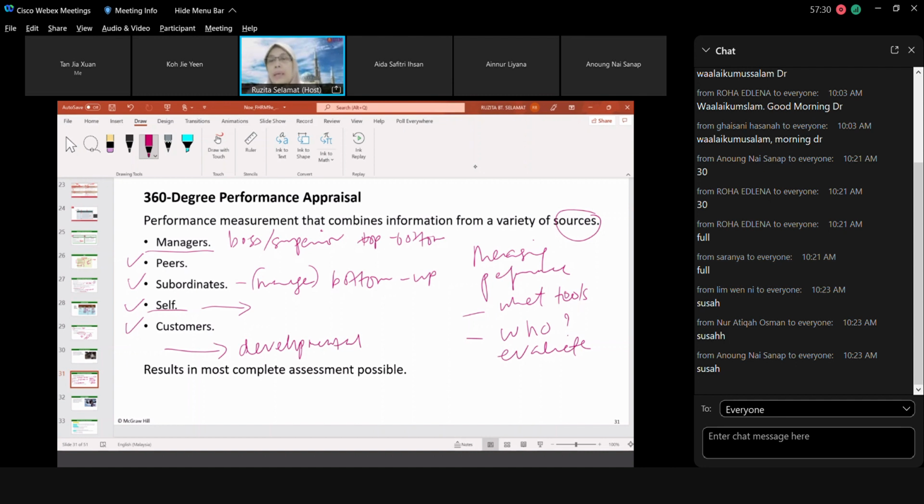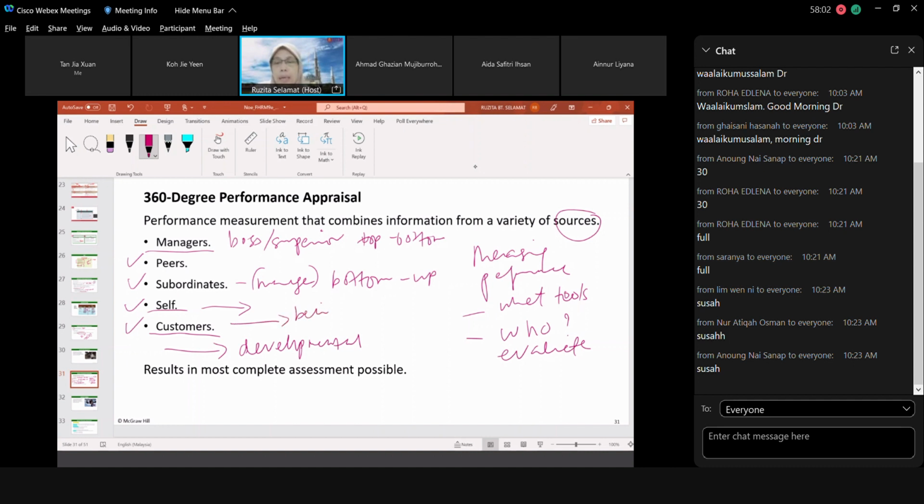Because that's normally the manager's duty. Alright, jadi kita tanya, kita beri peluang pada peers, pada customers untuk tujuan supaya pekerja tu tahu macam mana perspektif pelanggan kepada dia. What are the perspective of peers kepada mereka. Alright. Okay, and customers can be source of appraisal as well. Bukan saja customers yang beli barangan syarikat.